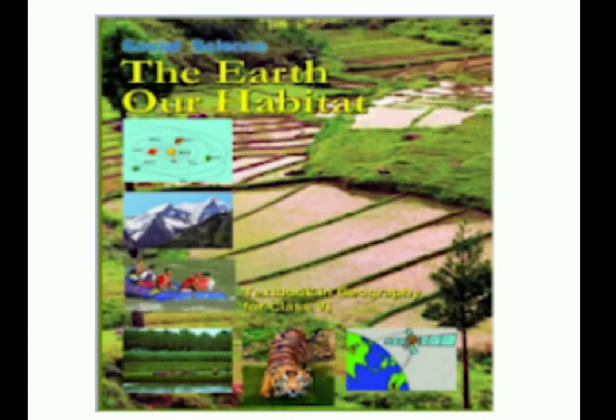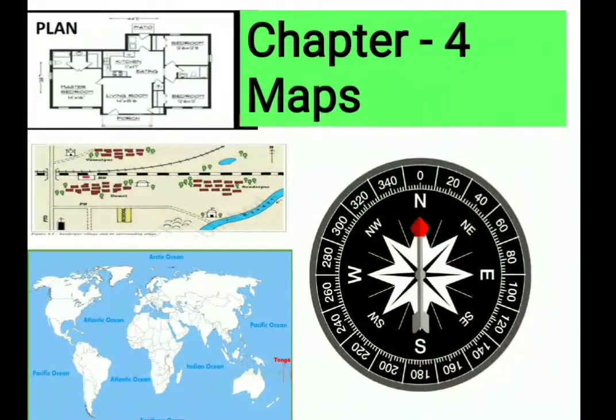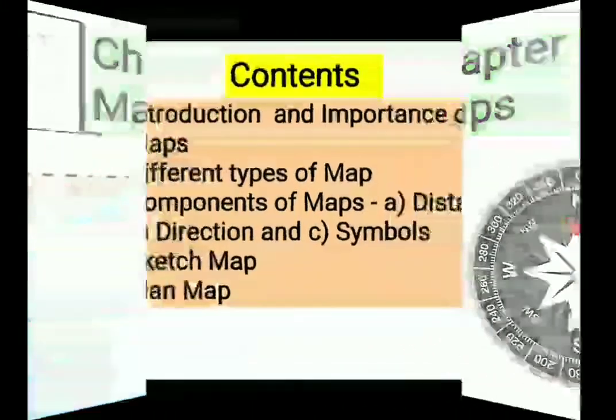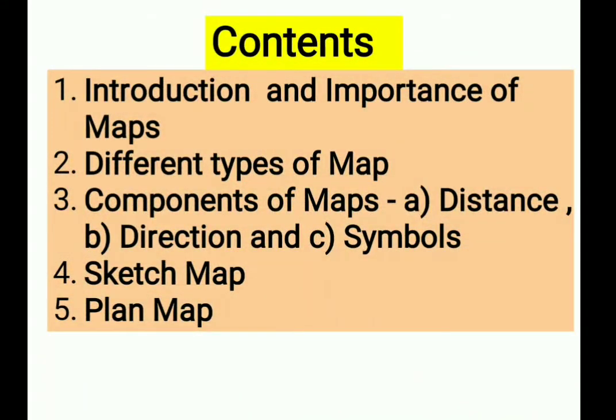Dear students, we have started NCERT Class 6th Geography, The Earth, Our Habitat, Chapter number 4, Maps. We had a discussion on the contents in the previous video classes: introduction, importance of maps, different types of map, and components of maps. We have covered the distance and direction. Now in the present video class we are going to discuss the remaining component of maps, that is the symbols, as well as the sketch map and plan map.